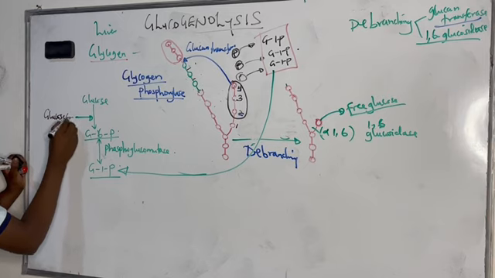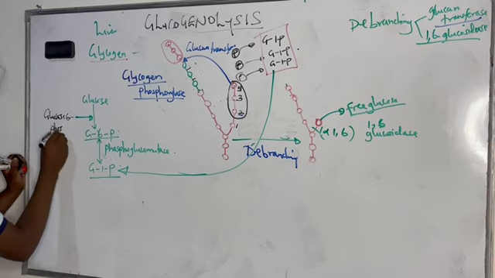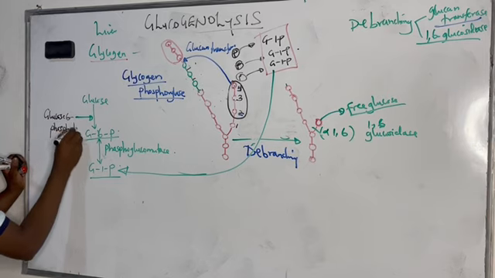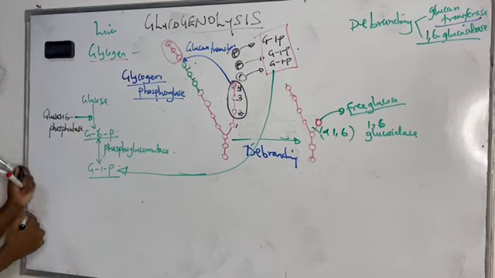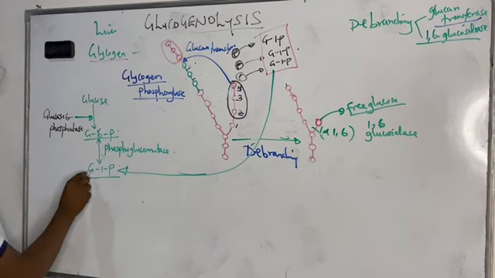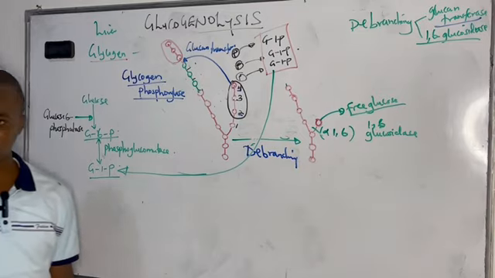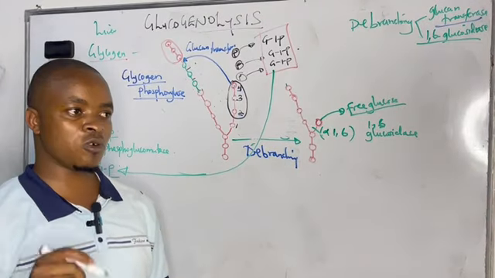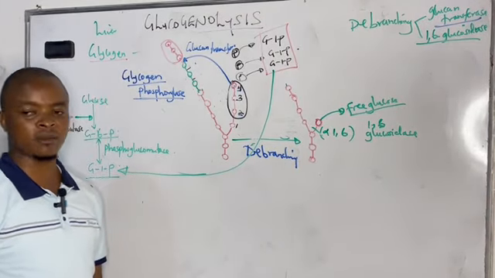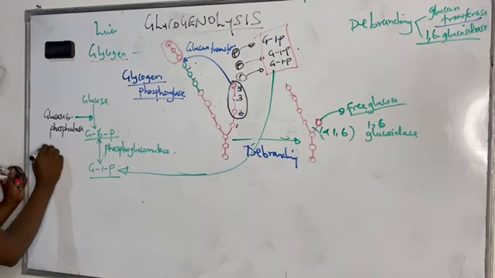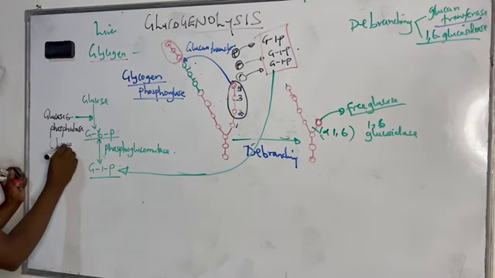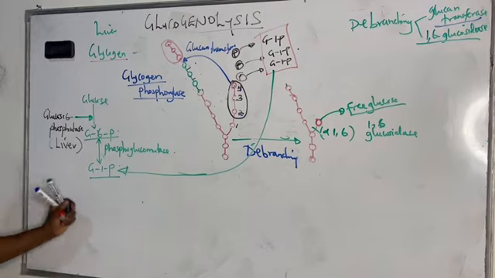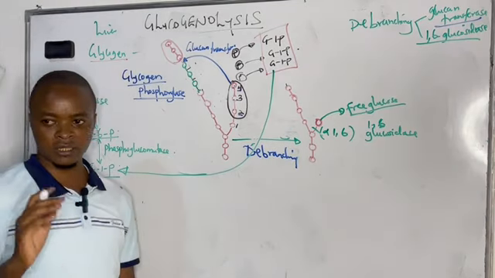Glucose 6-phosphatase, found only in the liver. Meaning we cannot form glucose from glucose 1-phosphate in skeletal muscles because they lack the glucose 6-phosphatase enzyme, found only in the liver. So that's why we cannot utilize glucose 1-phosphate in skeletal muscles.